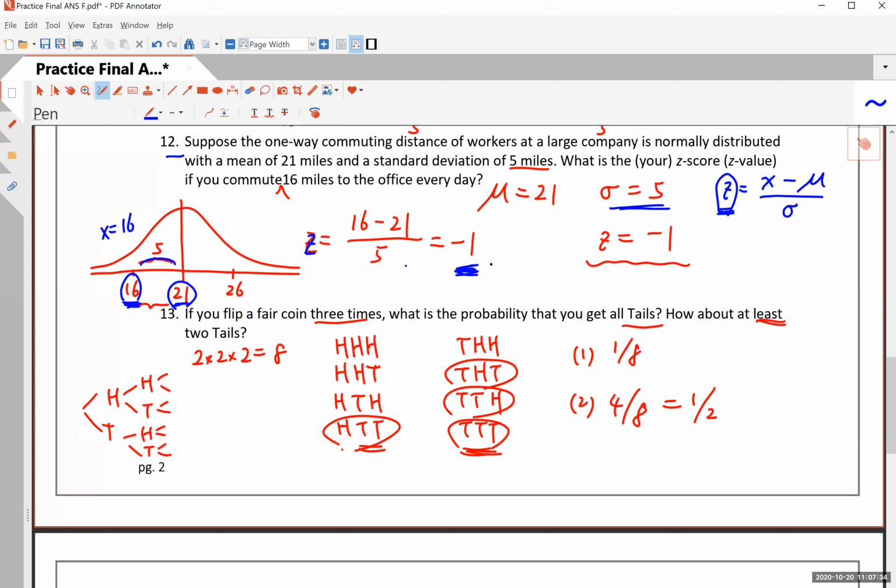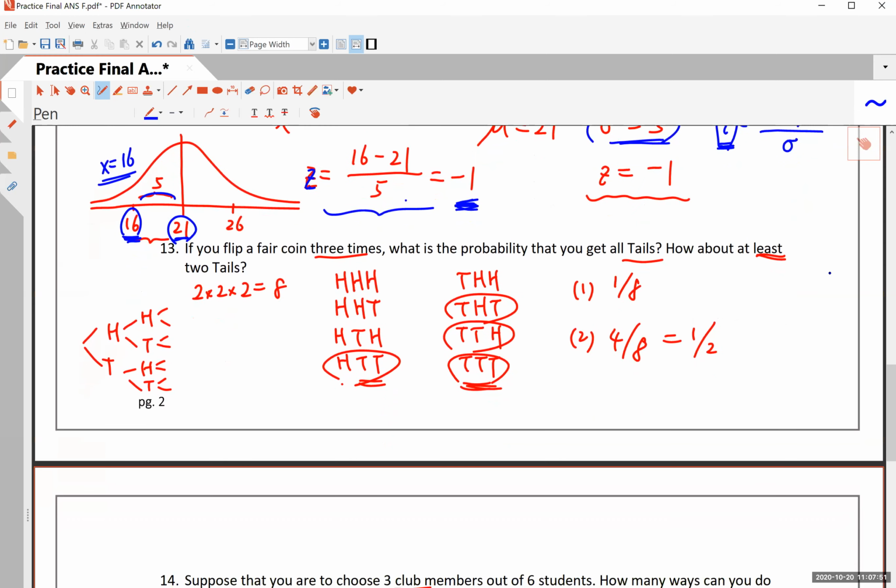That's all this means. So you could have answered this without actually doing all the calculations if you just knew what the z-score means, because 16, which is 5 below 21, is clearly 1 standard deviation below the mean.